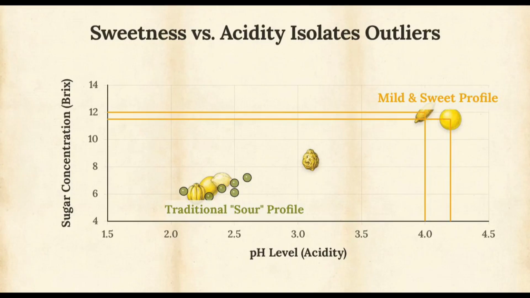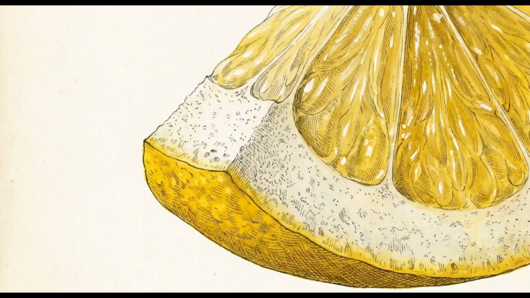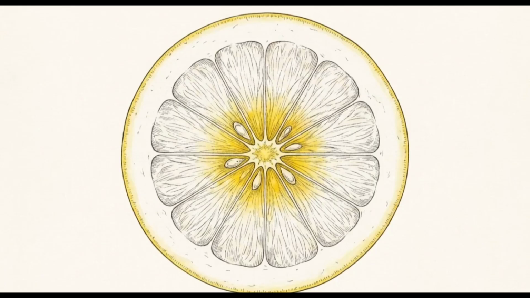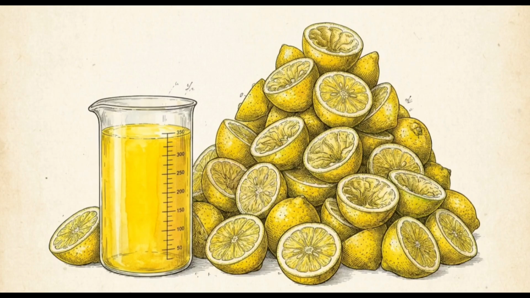Moving deeper into the fruit, we find the internal chemical engine, where the identity of each variety is further refined. The primary internal variable is the specific ratio between citric acid and naturally occurring sugars. This scatterplot maps all 12 varieties by their chemical makeup. The horizontal axis measures pH to track acidity, while the vertical axis tracks sugar concentration.